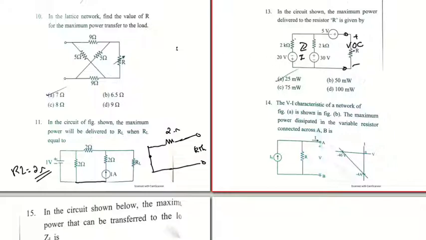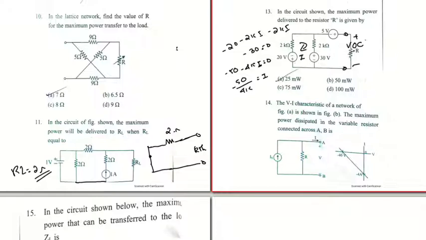write the mesh equation over this particular mesh. It will be minus 20 minus 2K into I minus again 2K into I minus 30 equal to 0. So it will be minus 50 minus 4K into I equal to 0, and 50 divided by 4K is our I. So I got the answer, that is 50 divided by 4K is our I.